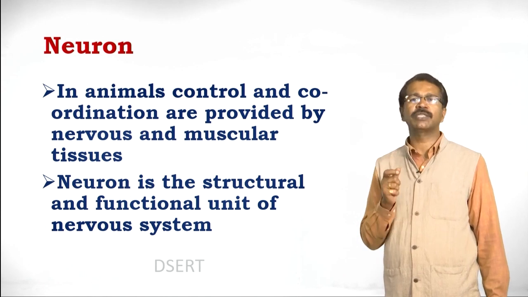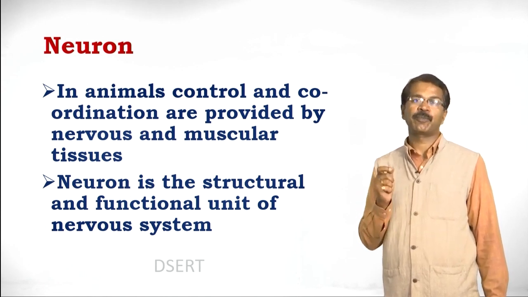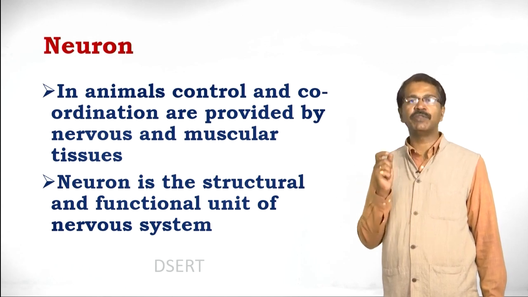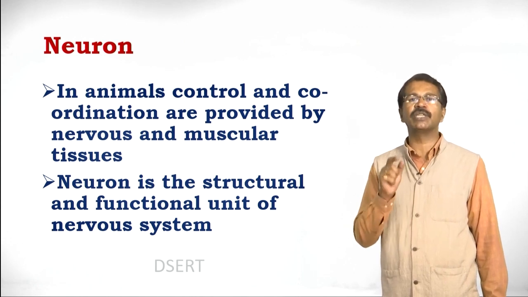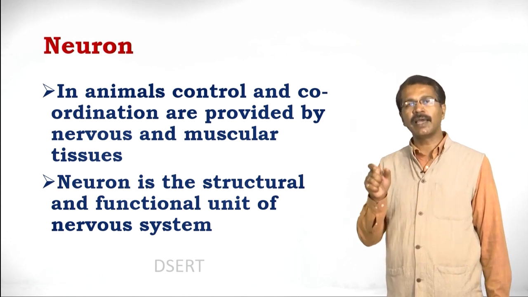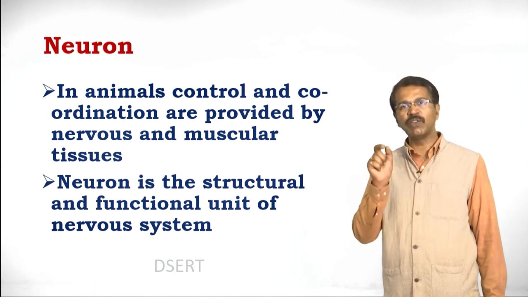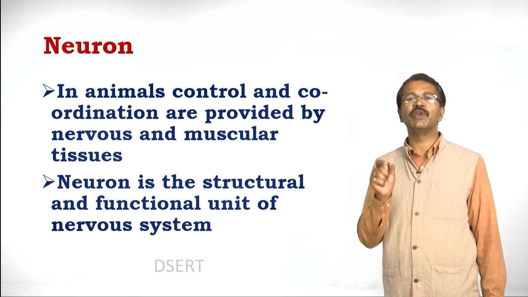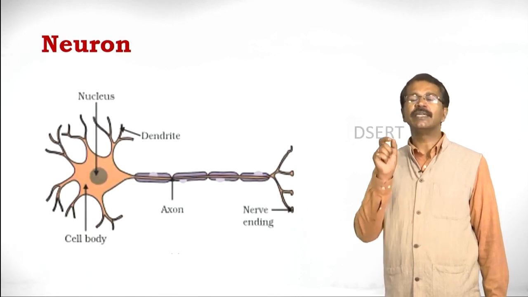How are the neurons arranged? They are arranged side by side. But the speciality of these neuron cells is that they are not connected to each other. They are just laid side by side, but not connected. There is a small gap between each neuron. That small gap we call a synapse.